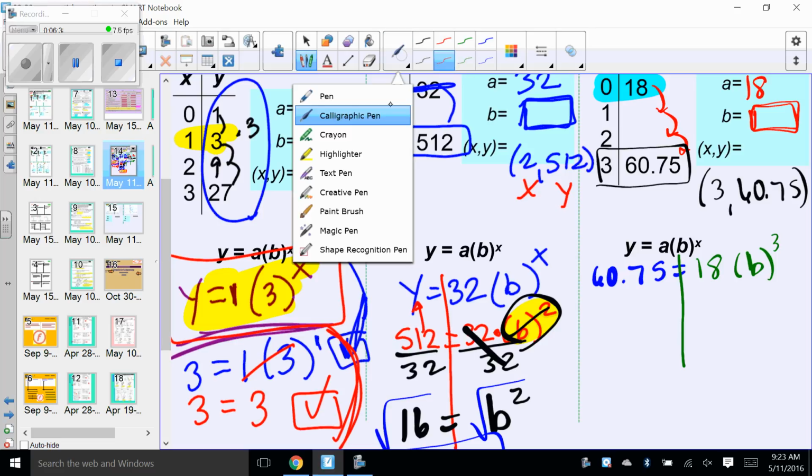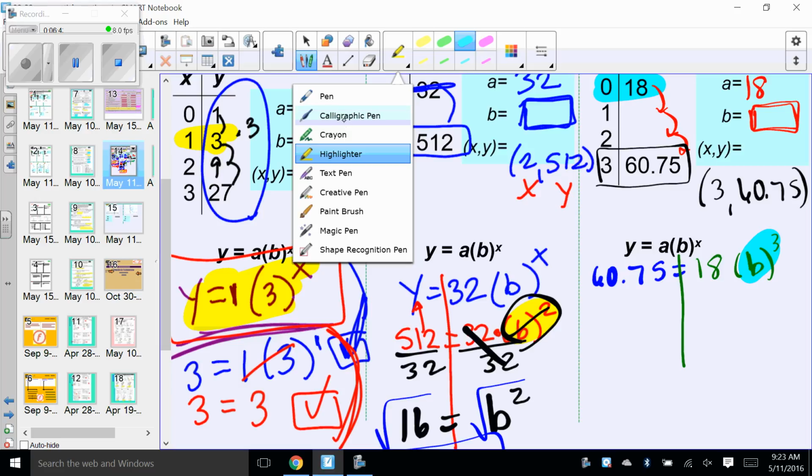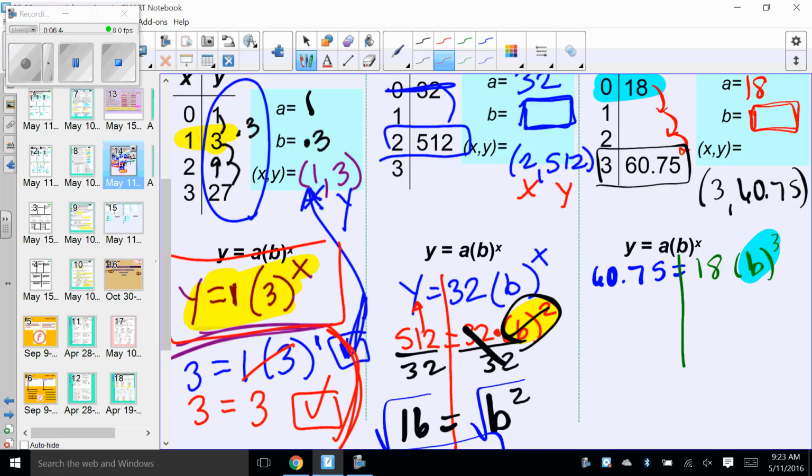Solving for the b cubed. Now, this will be the first time you've seen this situation. We're solving for the variable b. It does have this cubed, or power of 3, attached to it. So first, we're going to undo the multiplication of 18 by division, copy, paste. So we have 60.75 divided by 18 gives us 3.375 equals b cubed.